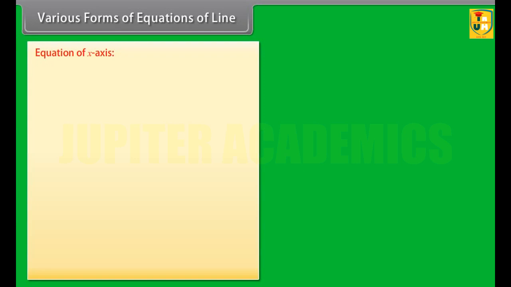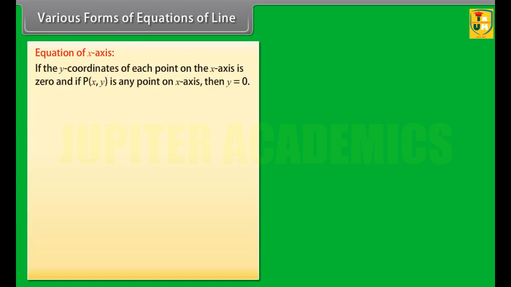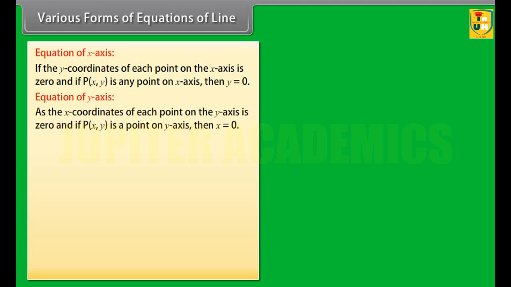Various forms of equations of line. Equation of x-axis. If the y-coordinate of each point on the x-axis is 0, and if P(x, y) is any point on x-axis, then y is equal to 0. Equation of y-axis. As the x-coordinate of each point on the y-axis is 0, and if P(x, y) is a point on y-axis, then x is equal to 0.